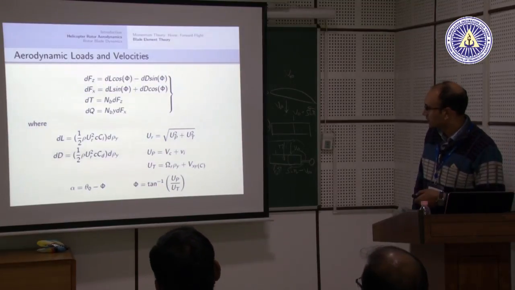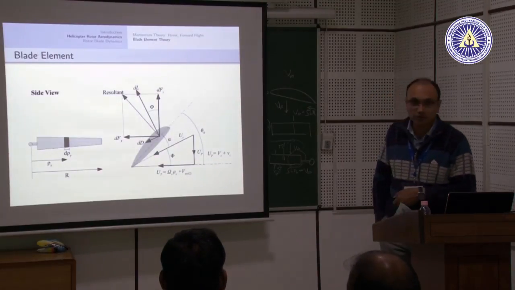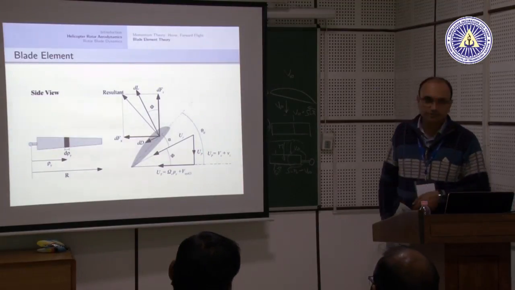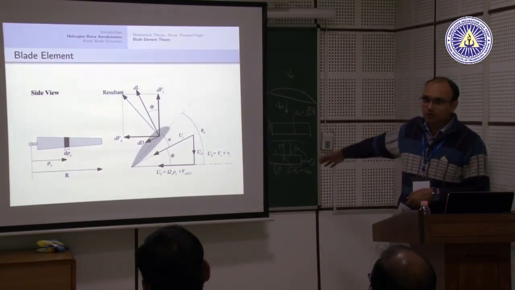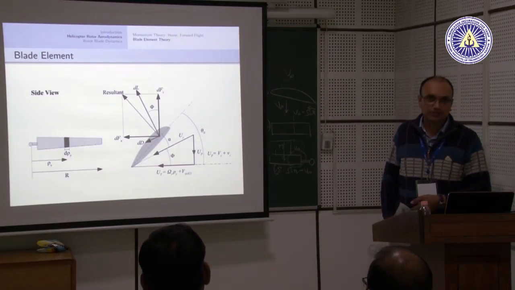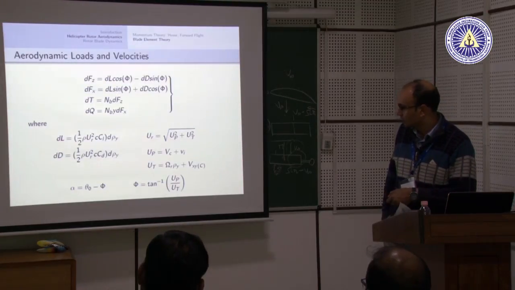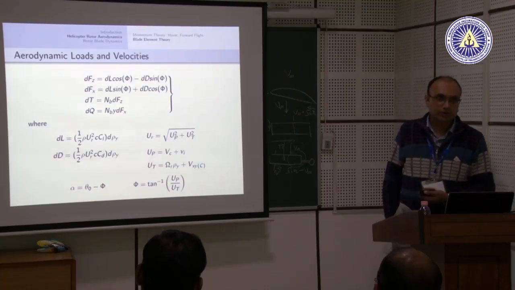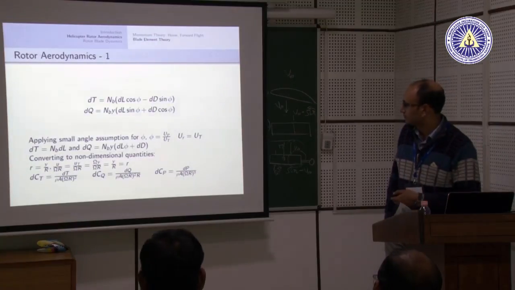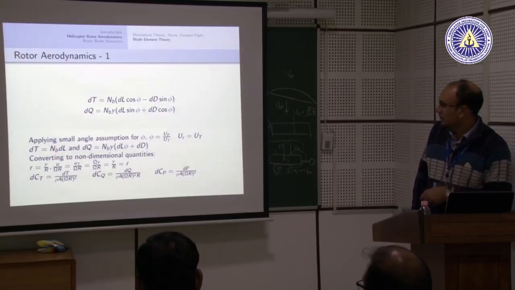Phi is tan inverse of UP by UT. But in the real world, UP is typically significantly small, even though in the picture it is shown in an exaggerated manner. UP is far less compared to UT, because omega times r is a much larger velocity component compared to the induced velocity from the rotor. So this angle is often very small, and we approximate tan inverse of UP by UT as almost the same as UP by UT. That is what we will use to simplify everything later.